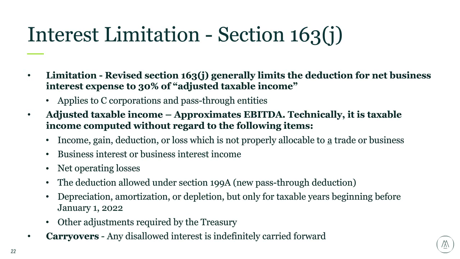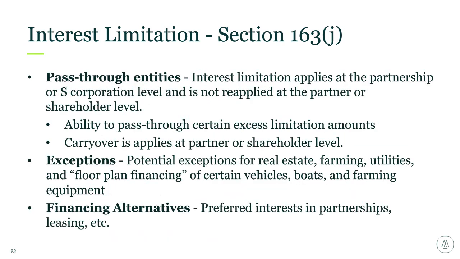One thing that is basically true here is any disallowed interest expense is indefinitely carried forward and can be used to offset future income from the trade or business, with some very special rules for flow-through entities. Specifically, for pass-through entities, the interest limitation applies at the partnership or S corporation level and is not reapplied at the shareholder level. There's kind of a special double counting rule that prevents the use of flow-through income from offsetting other sources of interest expense at the shareholder or partner level. It can only be applied once for interest expense limitations, at the entity level, not at the shareholder level.